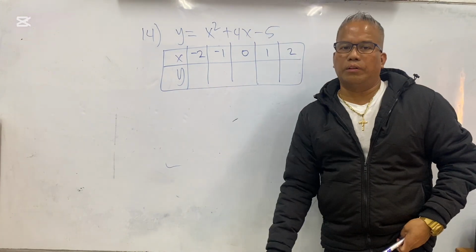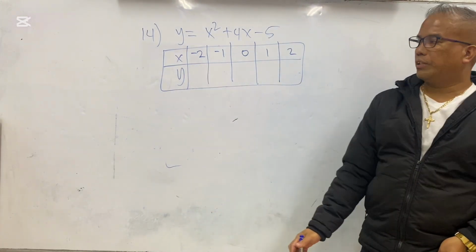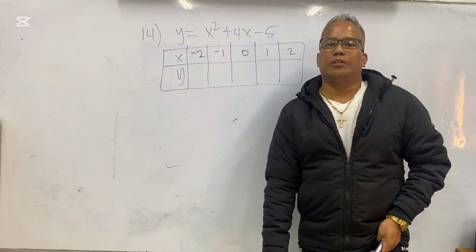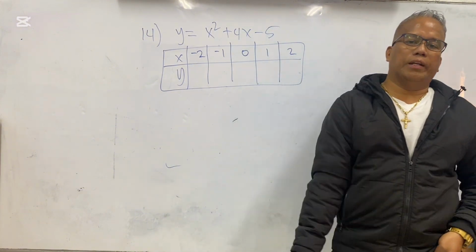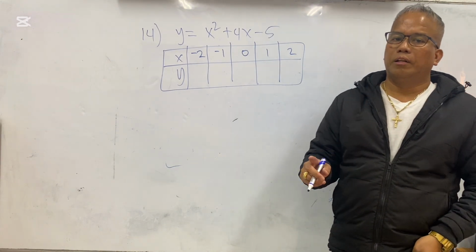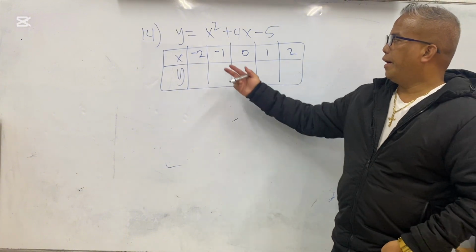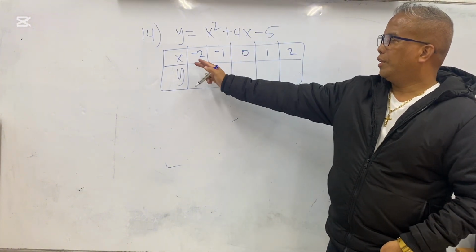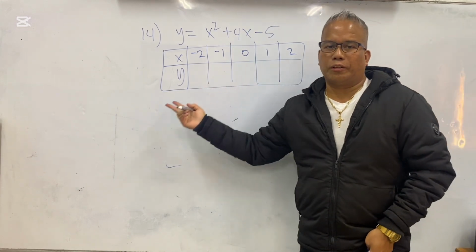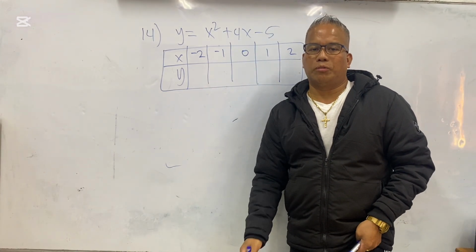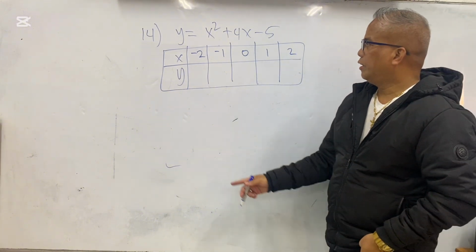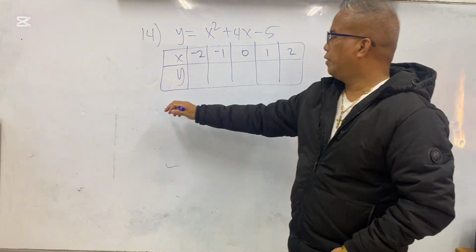Okay, so given now the values of x: negative 2, negative 1, 0, 1, 2. If you have the calculator, just open the calculator, press mode, then find the table, then type this equation, start from negative 2 and positive 2, then you will get the values of y. So it's very easy to solve.